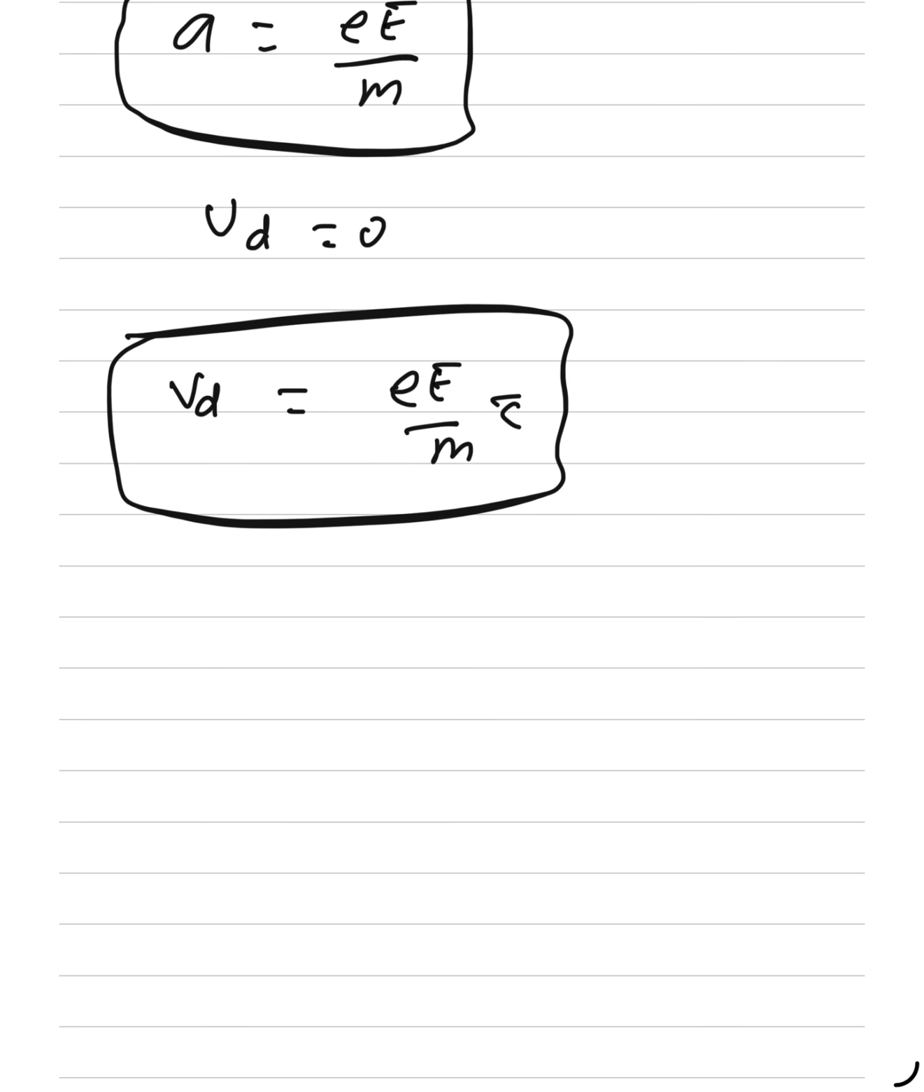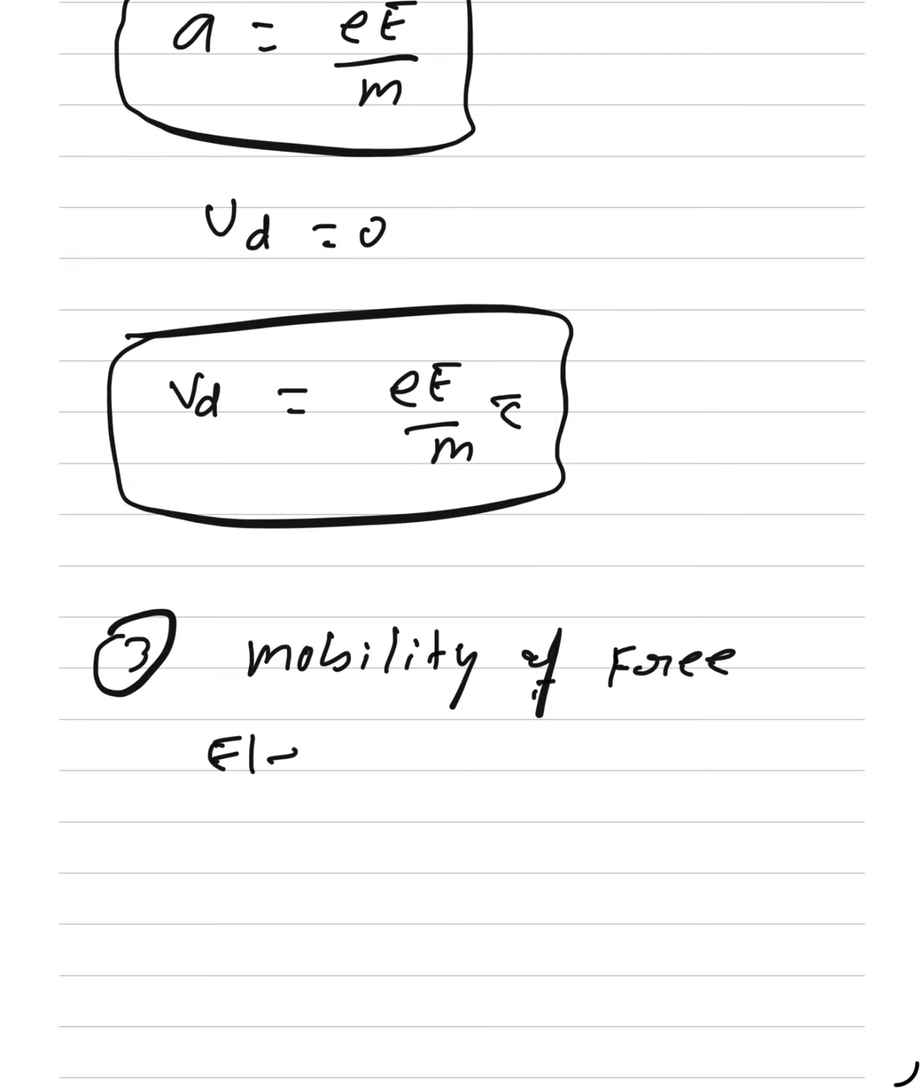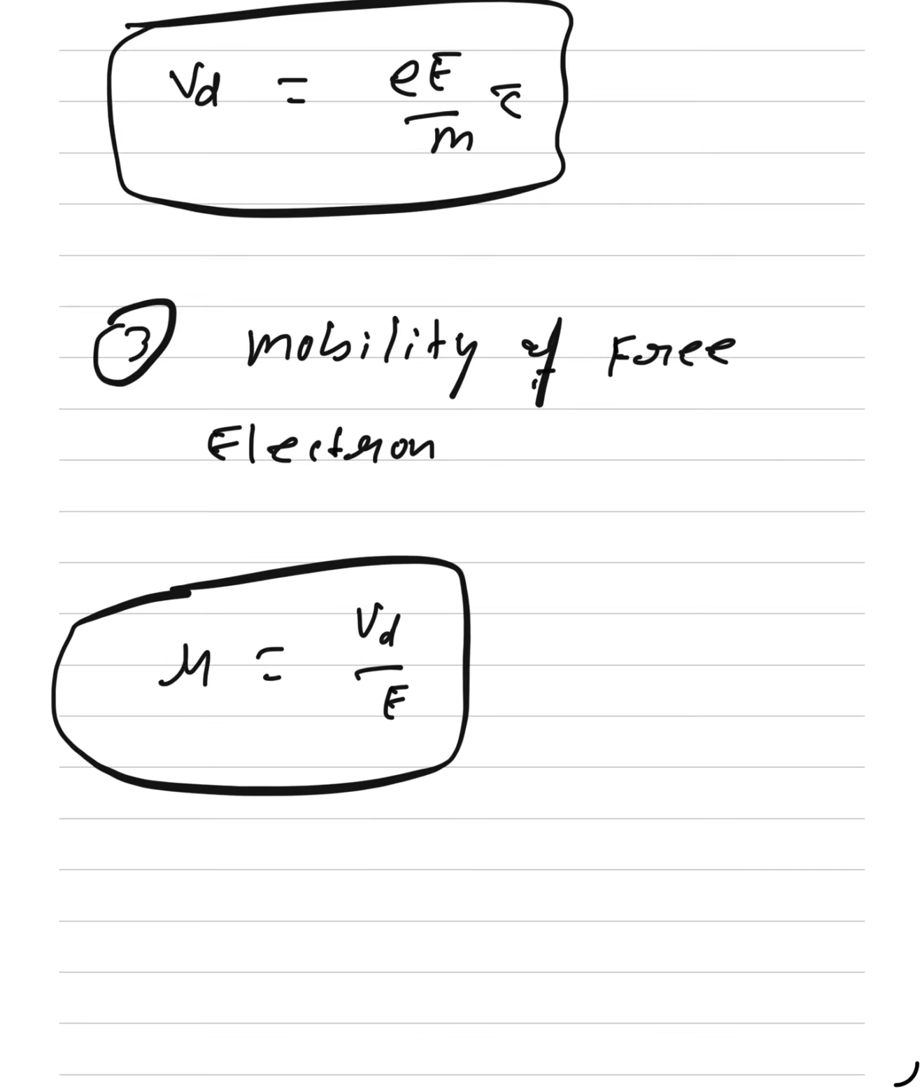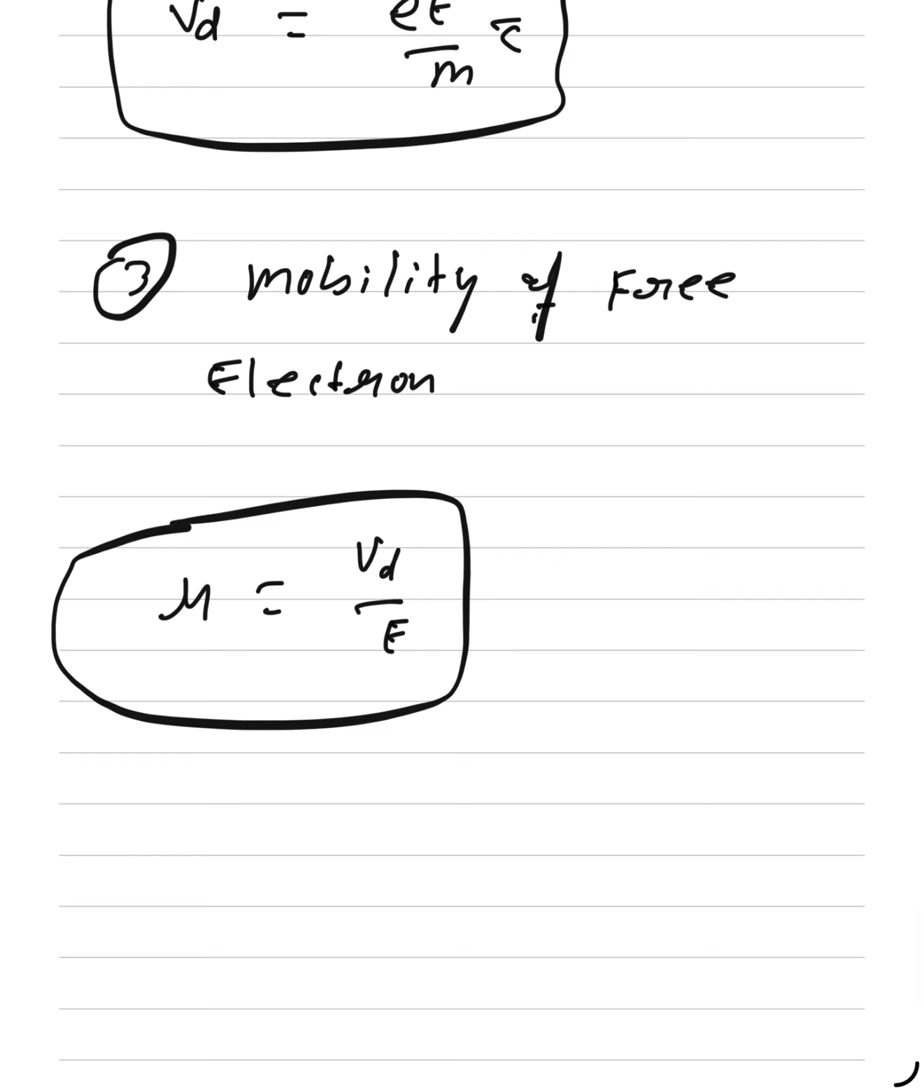And for the third topic, mobility. Mobility of a free electron. What is the concept of mobility? Mobility mu equals Vd divided by E, right? Vd divided by E means the ratio of the drift velocity of the free electron to the electric field of the conductor.